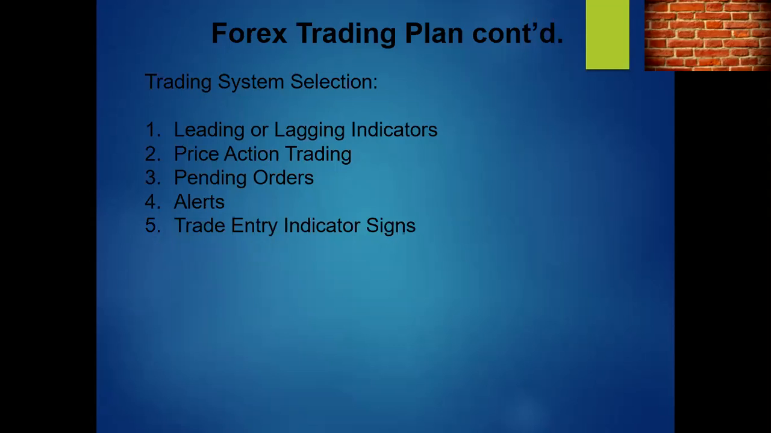You can also include whether you're going to be placing pending orders, and never place a market execution order, where you actually place an order on the spot. You're looking at your laptop, the market is moving, and then you decide, I'm going to buy or sell now, immediately. You can say that you're never going to place a pending order.